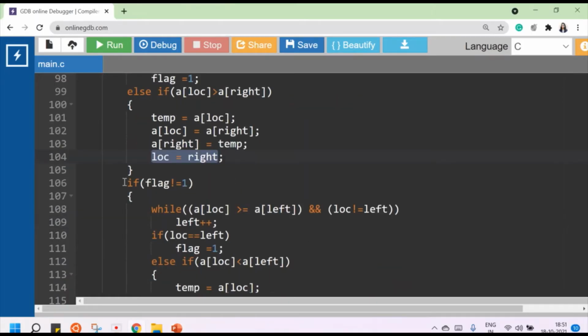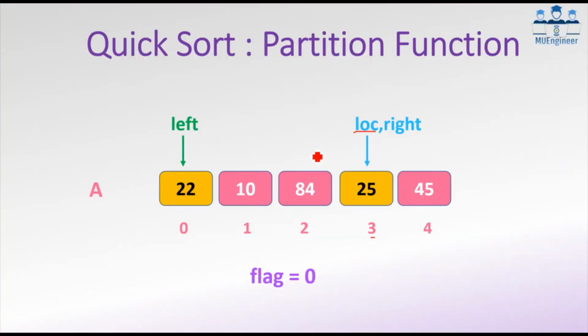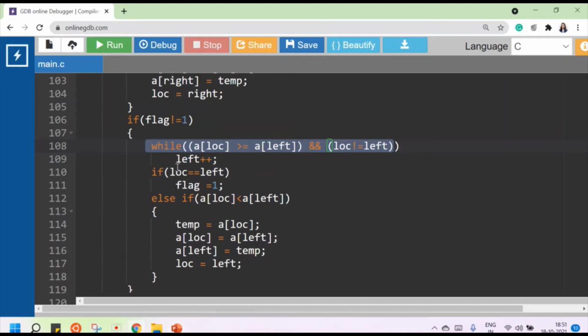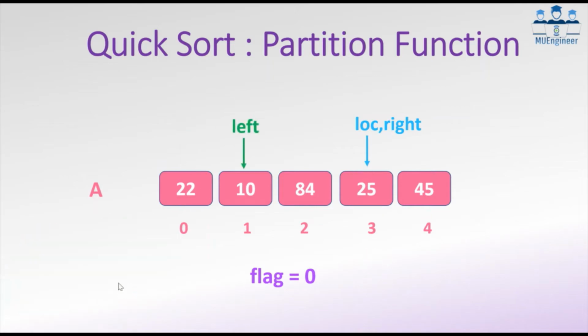Now what I will do is I'm checking if flag is equal to 1. अभी मेरा flag 1 है क्या? नहीं है. So what will I do? I'll enter and I'll check the next condition: while a of location is greater than left. Okay. So now what I'm checking is if a of location is greater than a of left. What is a of location? 25. Is it greater than left? Yes. So in that case, increment left by 1. So I'm incrementing my left by 1.